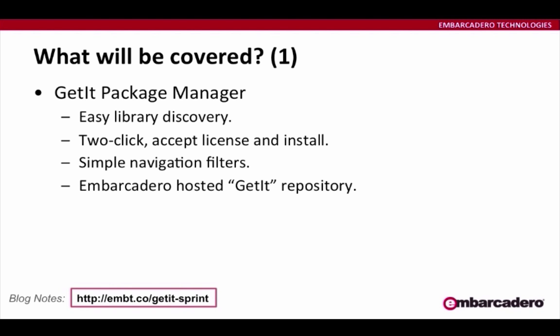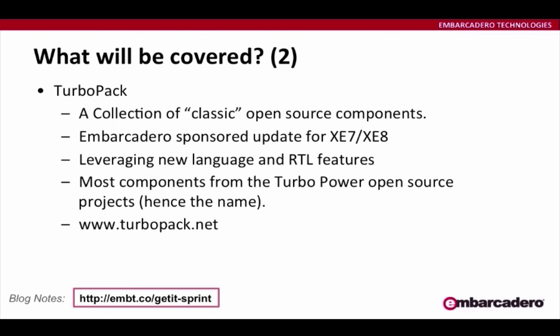We're going to take a look at the GetIt Package Manager, from which you can browse the available component libraries, discover a little information about them, and install them with a simple two-click process. Component libraries are as easily uninstalled should you wish to do that, and we'll then take a look at the navigation filters of the Package Manager. We'll spend a moment going over the component libraries which are already available in the Embarcadero GetIt repository. After looking through the GetIt Package Manager, we'll take a closer look at the TurboPack component libraries which are already available from the repository.